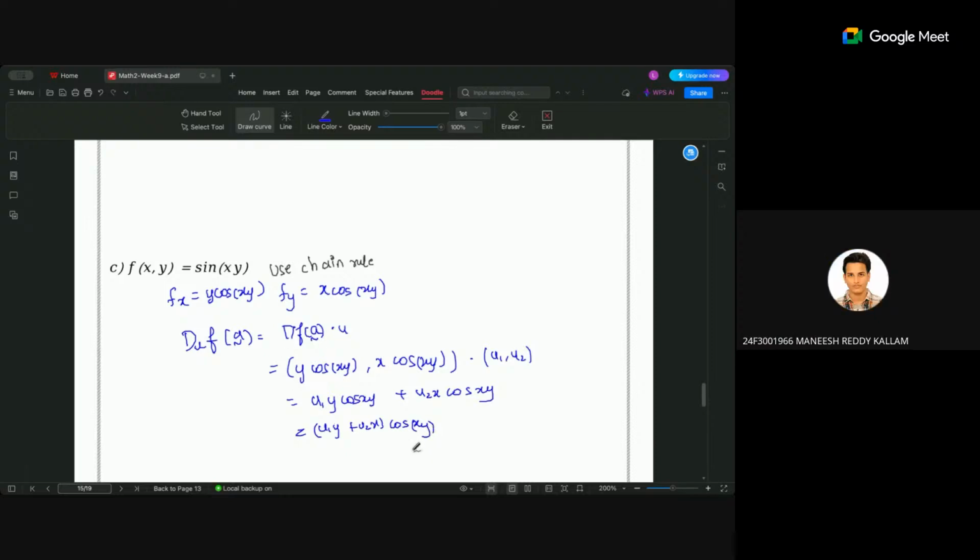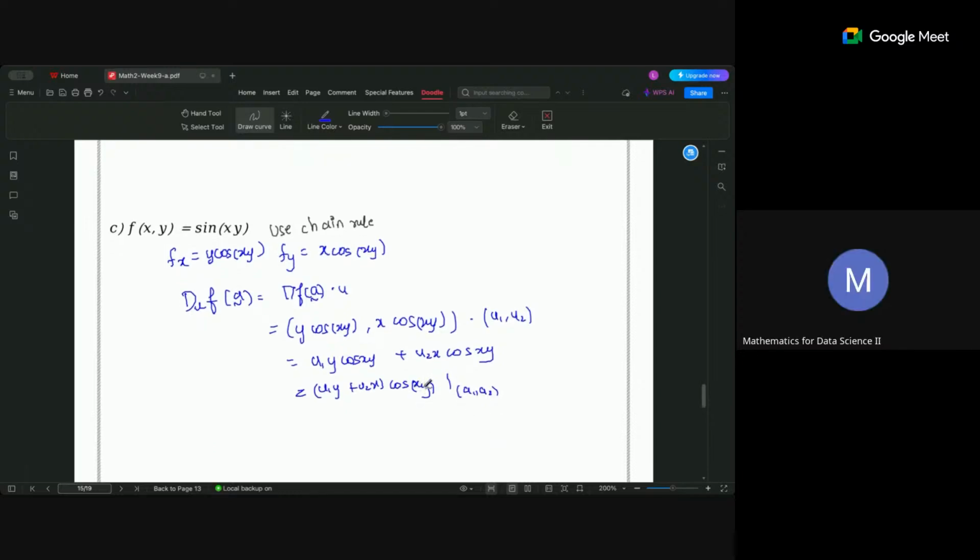Ma'am, in place of xy, can't we substitute u1 u2 inside cos xy? Where? Here u1, u2 won't come. Why? We see del f at a tilde. Oh, okay, yeah, chain rule. Sorry. So you will actually have (u1 a2 plus u2 a1) cos a1 a2. This is what you are getting, right? So everything is at a1 a2.